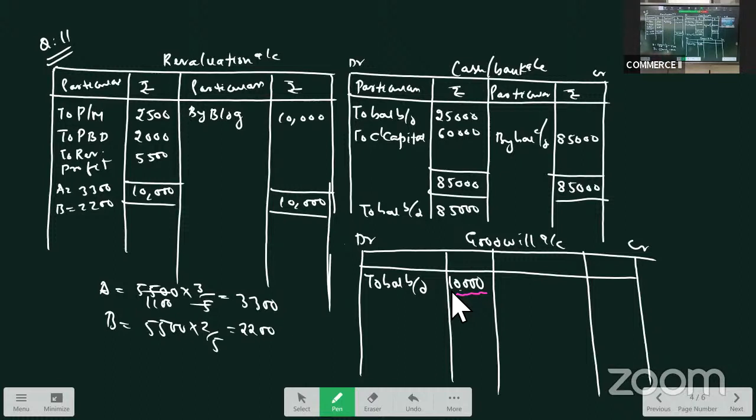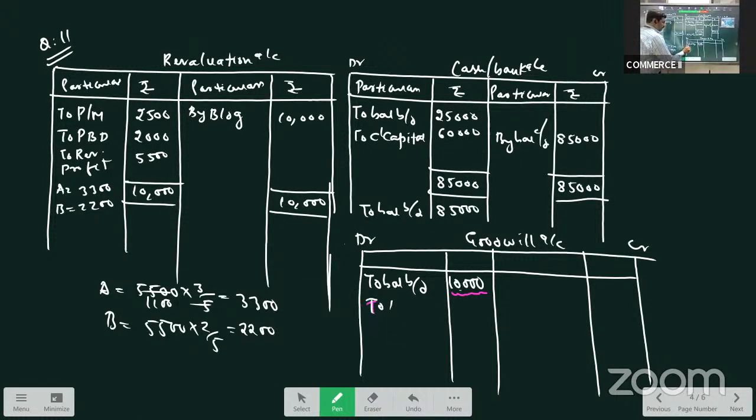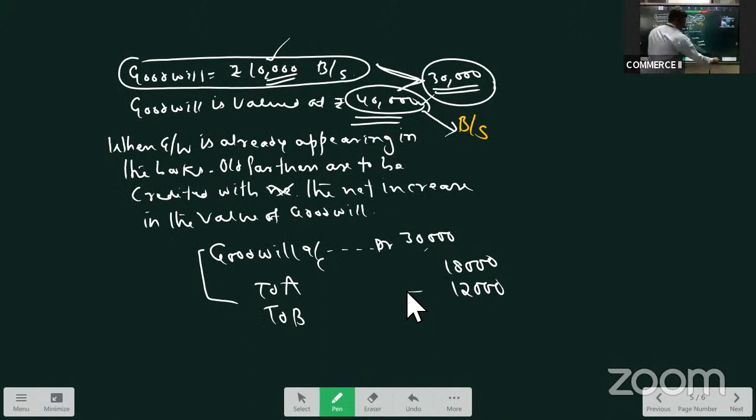And now, how much are we crediting A and B with? A was credited with 18,000. B was credited with 12,000, right? I had shown you here. That amount you should take.